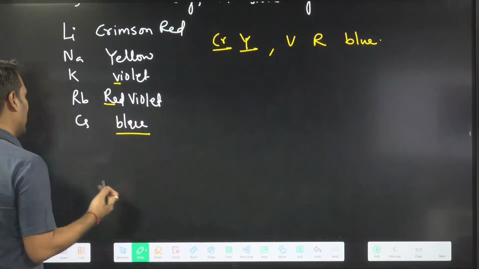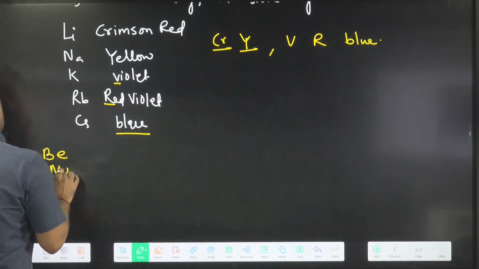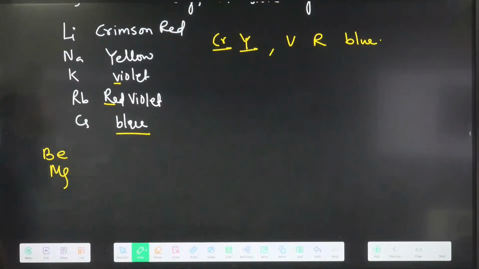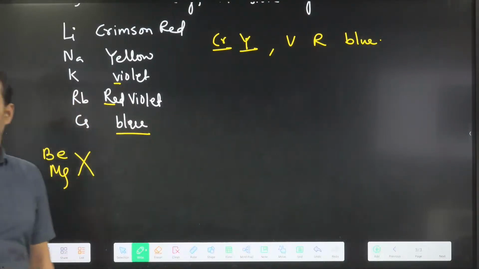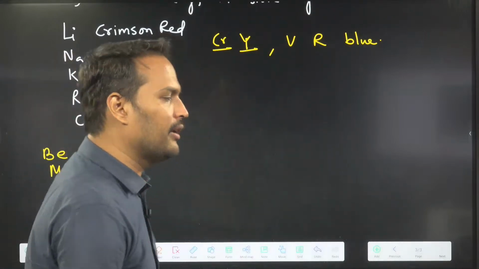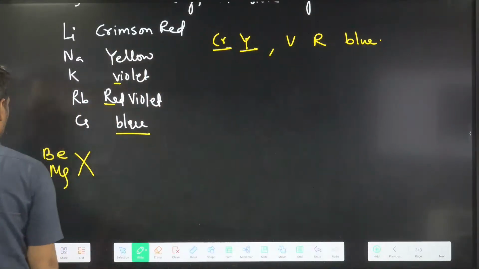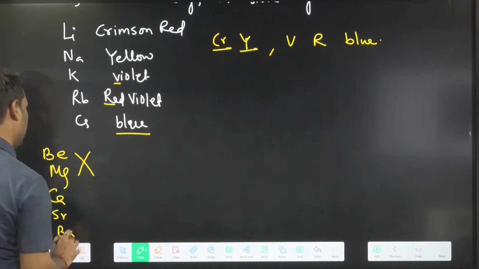We are studying both the parts together, group 1 as well as group 2. Group 2 is very good. Why? Why very good, bhai? Because 2 are not giving color only. So less we will have to remember. Very good. Calcium, strontium, barium.